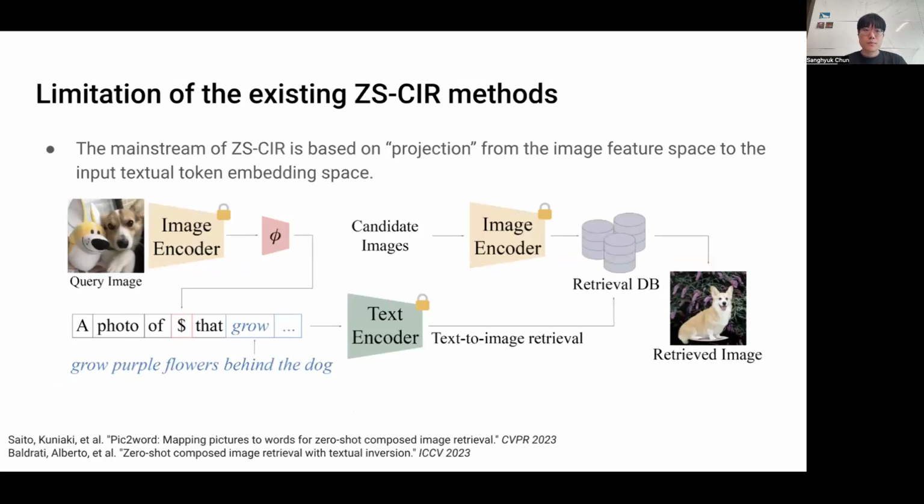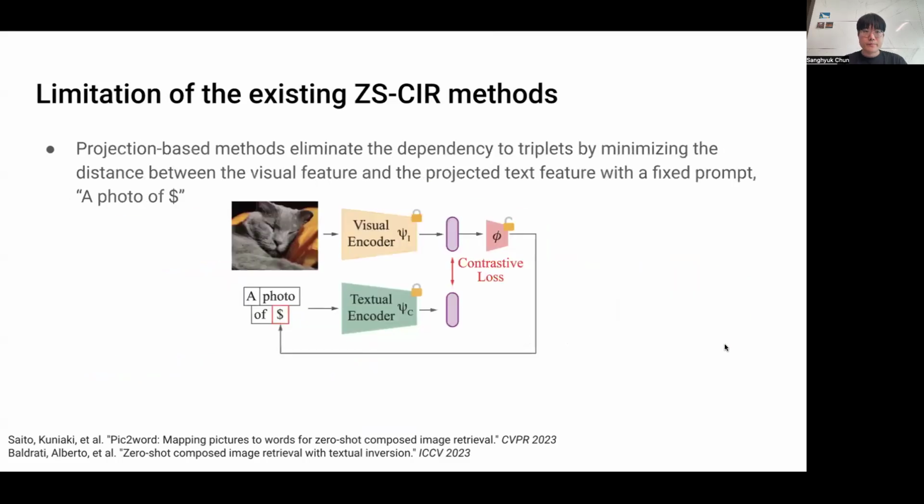Now, the mainstream of zero-shot composed image retrieval is based on projection from the image feature space to the input text token embedding space. So we have a query image here. We encode the image to some feature, and we project the feature to the text token embedding space. Using this projected feature, we just perform text-to-image retrieval using the pre-trained text encoder.